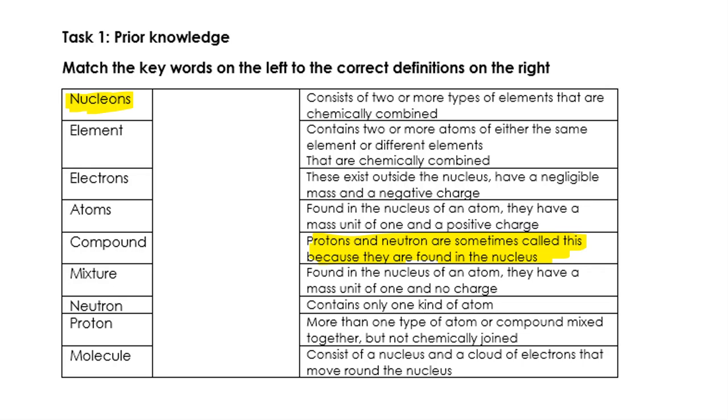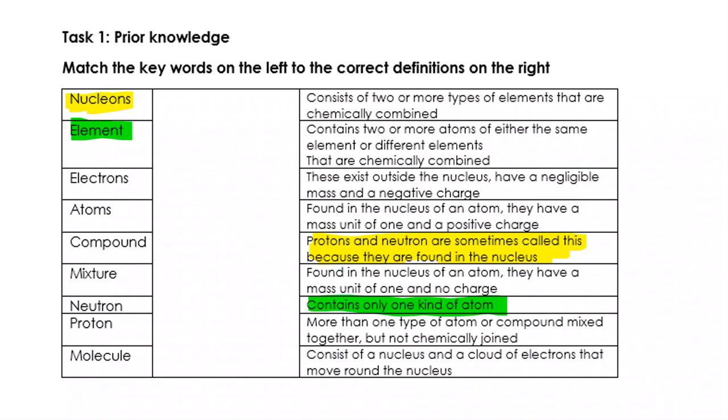So in the first instance, we've got nucleons. Now that's a name that is given to the protons and neutrons simply because they're found in the nucleus. Not a hugely commonly used word, but one that is worth being familiar with. When we get to an element, we're really getting into key definitions now. An element is something that only contains one kind of atom. So lithium contains only lithium atoms. Molybdenum contains only molybdenum atoms, for example.